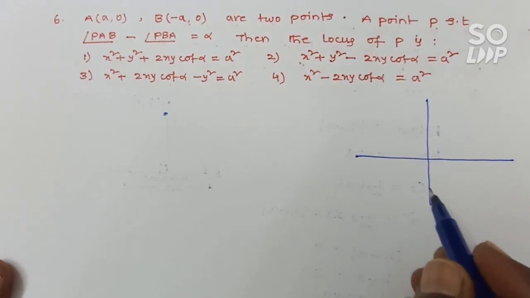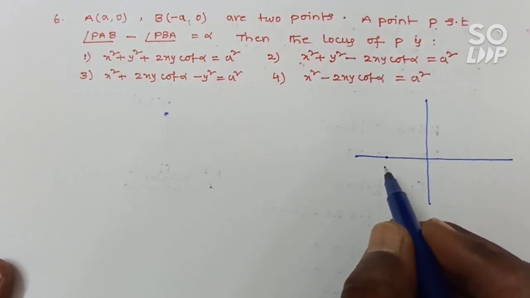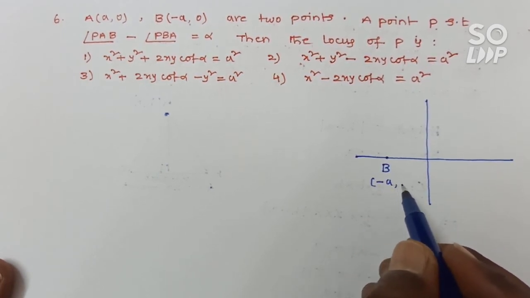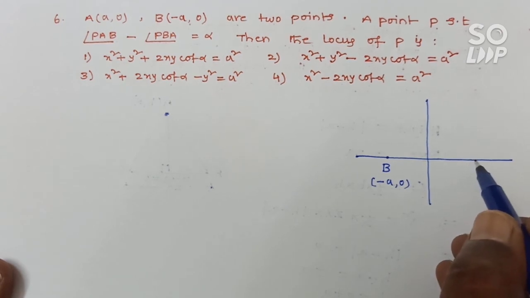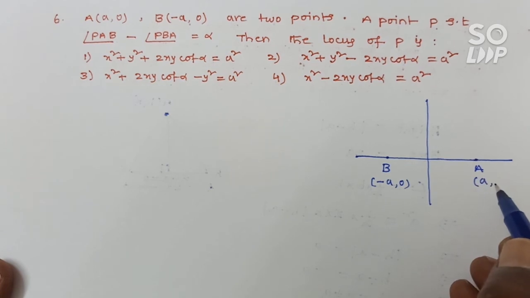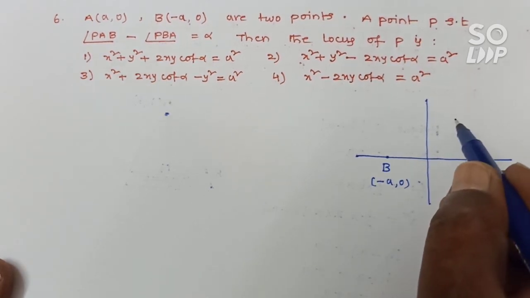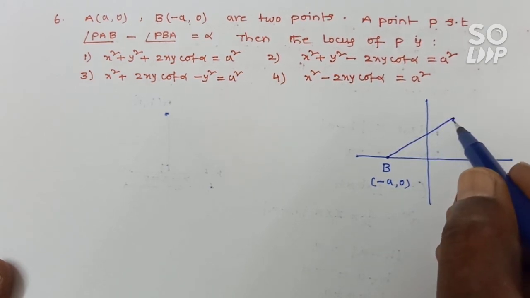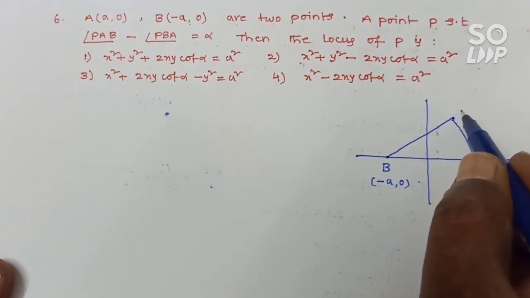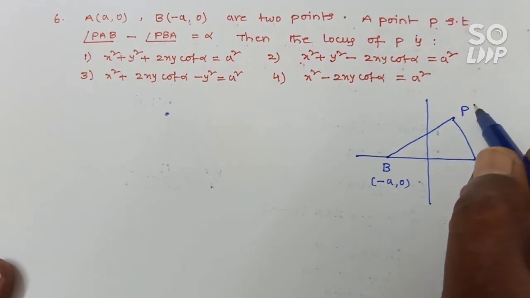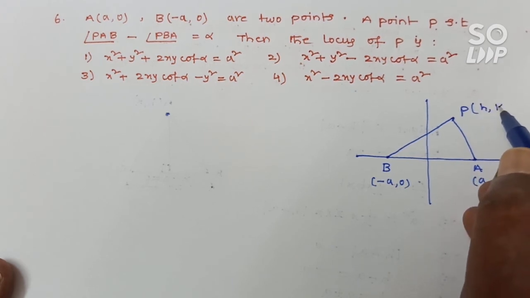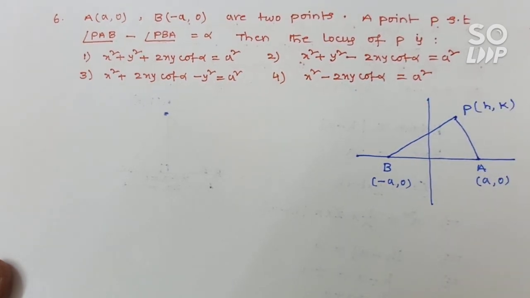Now you see this triangle. Here this is point B. B is minus a comma 0. And here this is point A. A equals a comma 0. And you take P as another point. This is the point P. Let P equal H comma K.